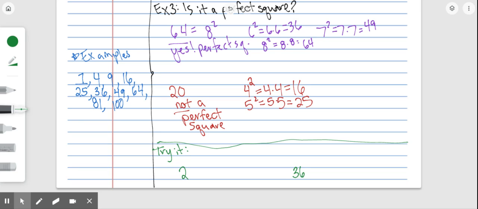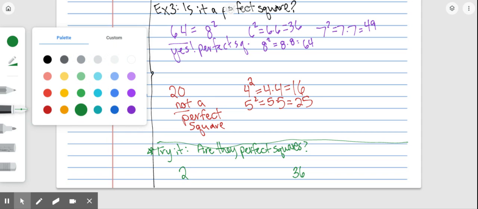All right, so we're going to finish up this example 3 with some triads. So remember, for triads, you're going to pause and you're going to do it by yourself. So the first triad is 2. Are these perfect squares? Okay. So take a minute, pause this, and decide whether or not they're perfect squares.